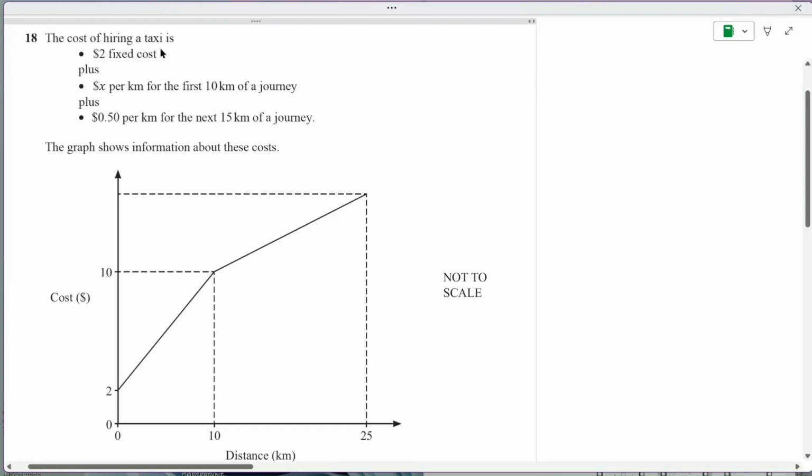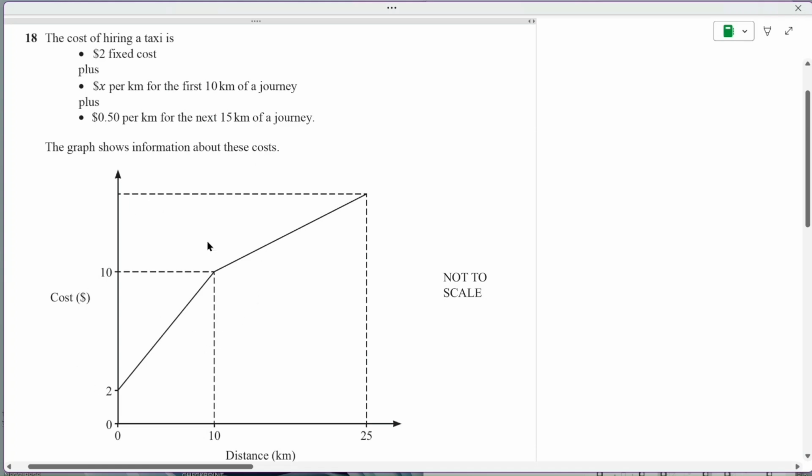Question 18. The cost of hiring a taxi is $2 fixed cost plus X dollars per kilometer for the first 10 kilometers of a journey plus $0.50 per kilometer for the next 15 kilometers of a journey. The graph shows the information about these costs.